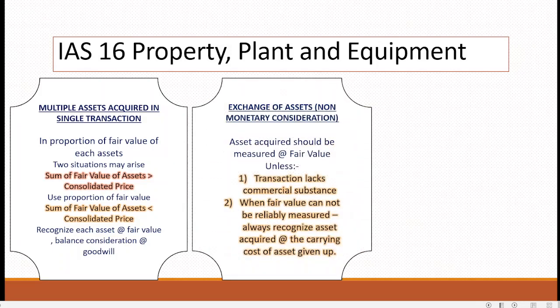Then there could be an exchange of assets for non-monetary transactions. The exchange should be measured at fair value, so fair value in the market. Let's say if you go and sell in the market, what value you will get for your asset, and what value you will get for the other asset. Because we are exchanging our asset, the fair value of our asset which we are giving away will be the value of the new asset that we are purchasing.